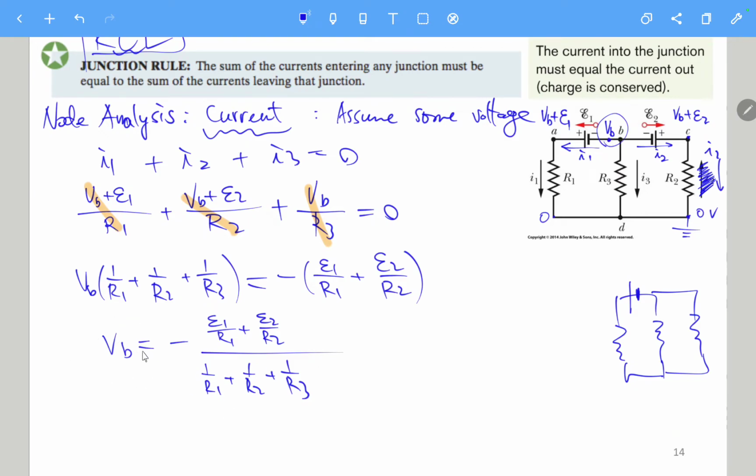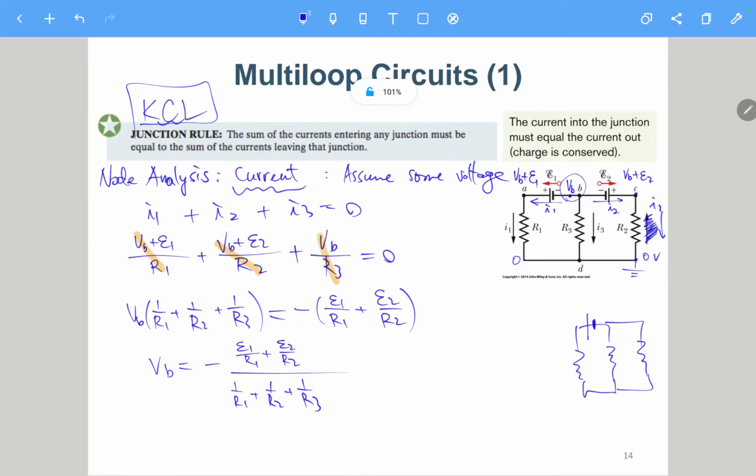And if we know the voltage VB, you can determine all the current or voltage at any node easily. That's why we call it node analysis, which means that we try to use the KCL. The KCL is about the current. But for the KCL, we need to assume one or some of the voltages.